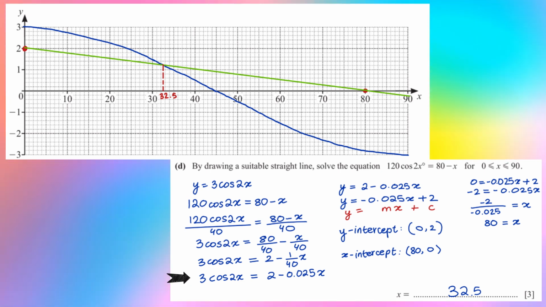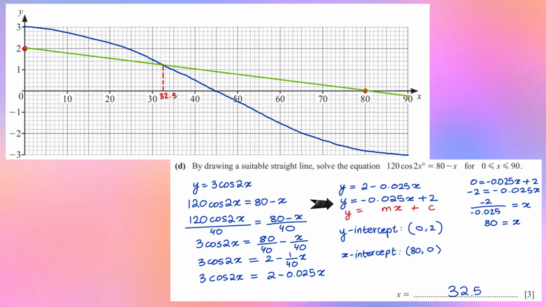The decimal form of minus 1 over 40 is minus 0.025, and I'm writing the decimal form here as it is easier to work with here. So, now we have 3 times the cosine of 2x equals 2 minus 0.025x. As you can see, we know that y equals 3 times the cosine of 2x. Therefore, y equals 2 minus 0.025x. If we rearrange this, we get y equals minus 0.025x plus 2. This is an equation of a straight line where minus 0.025 is the gradient, and 2 is the y-intercept c.